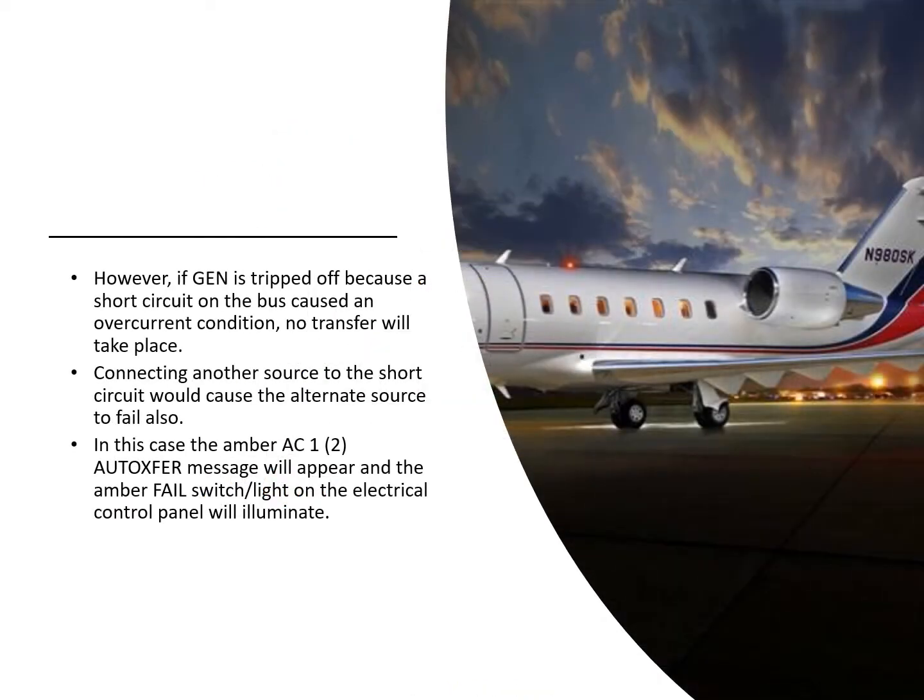So this priority system is all well and good, but what if the generator tripped off because there was some sort of problem on a bus, like a short circuit, that caused that generator to overload and then obviously get tripped off? The last thing we want to do now is transfer a good generator and feed it onto a bad bus, because then that one will overload and then we're really in trouble. So if a generator is tripped off because of a short circuit on a bus caused by an overcurrent condition, then no transfer will take place. It will just be isolated. Connecting another source to the short circuit would obviously cause the alternate source to fail as well.